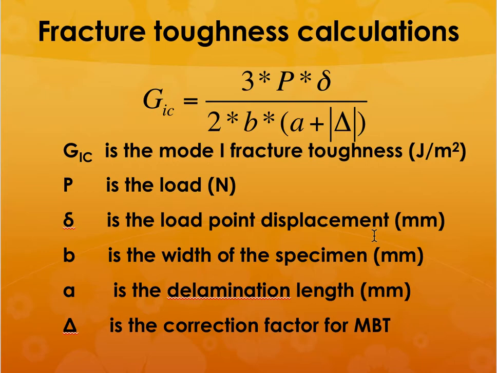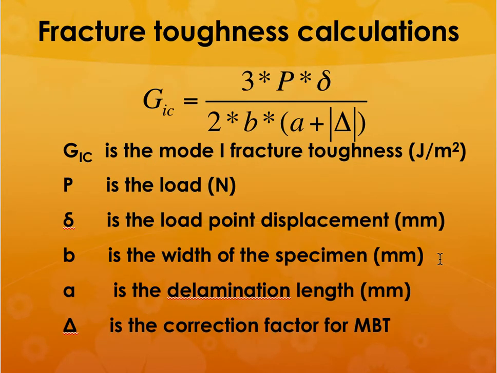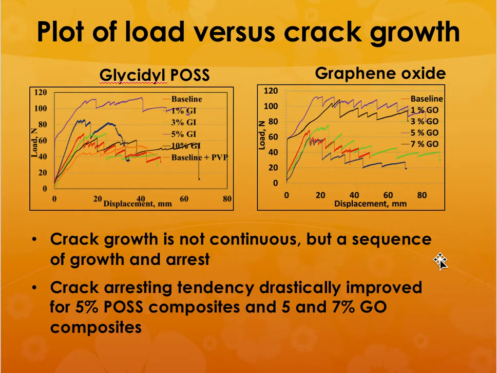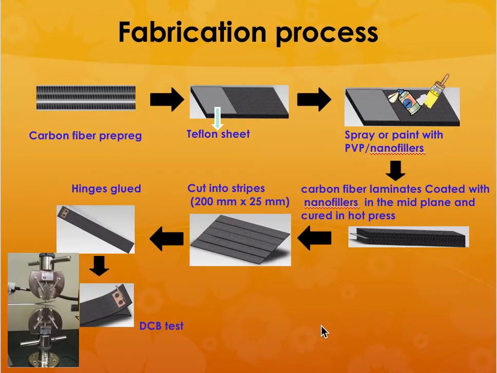And the fracture toughness is measured by using a process called double cantilever beam. So it is essentially your, I think it might be there. Okay, it's not there. I apologize. You can look up the double cantilever beam testing, and what it is. Okay, yeah, here it is.